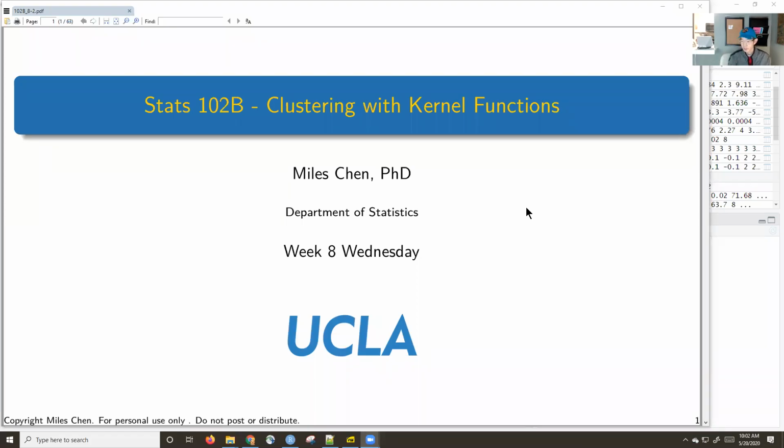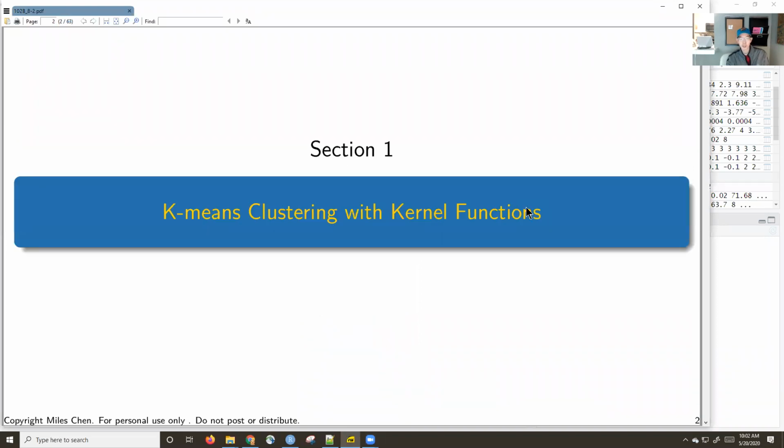All right. I hope you guys are doing well. Today, we will continue talking about clustering. We're going to do k-means clustering, but we're going to complicate things a little bit by adding a kernel function, okay?